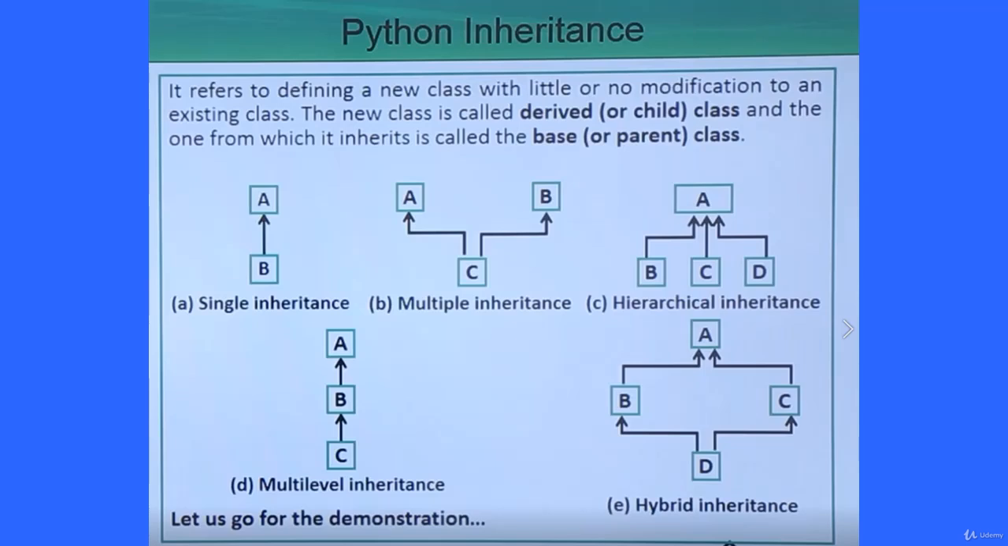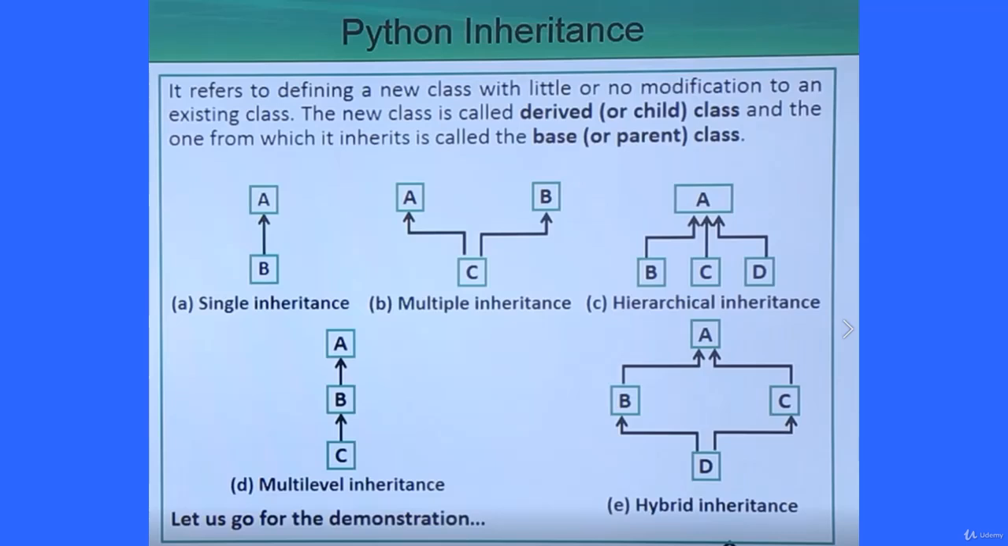In this way you can also have another combination, that of multiple and hierarchical inheritance. From multiple base classes one derived class, and from one base class multiple derived classes. That can also happen, and that is known as multiple hierarchical inheritance. So here we have discussed the different types of inheritance. Let us go for one practical demonstration for better understanding.